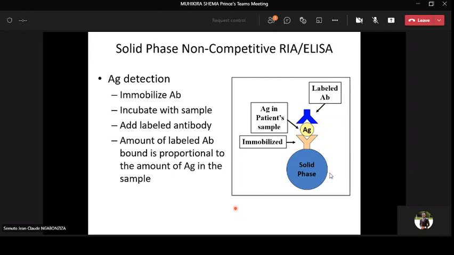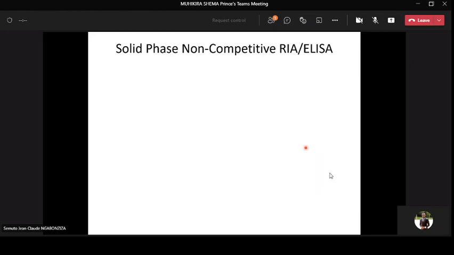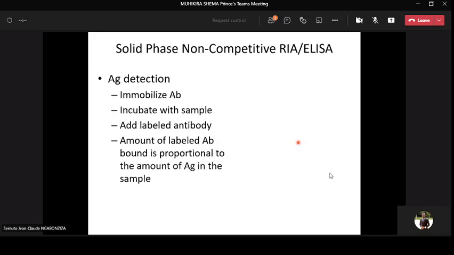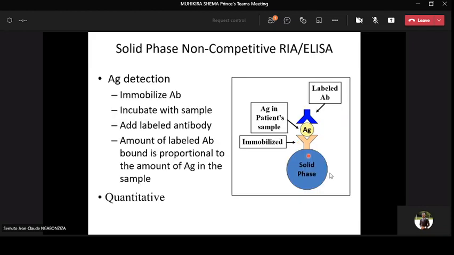So you can also detect the antigen from the patient serum the same way. Uretse kudetectinga antibody, ushobora no kudetectinga antigen ziri muri serum y'umurwayi, kubera ko ushobora gukoresha noneho antibody. Hariya twakoresheje antigen arizo ziri kuri solid phase, ariko ushobora no gukoresha antibody akaba arizo ushira kuri solid phase.